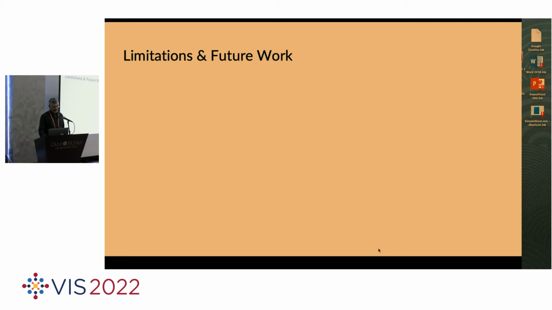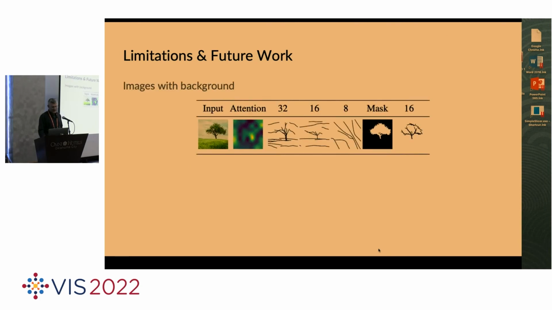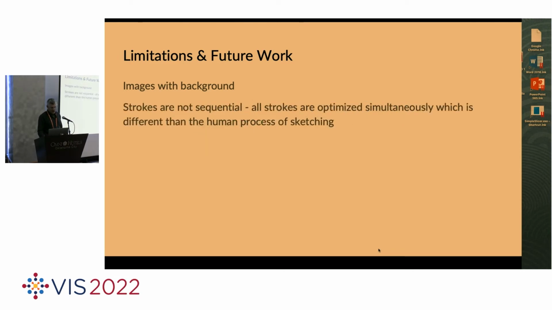Let's talk a little bit about limitations. The first one is that we're actually not using the background. Whenever you have a background, we are just masking it out because we're just sketching the object. And if you do have a background, you get some of these results which are not really the object, but more the scene. So this is part of the future work.